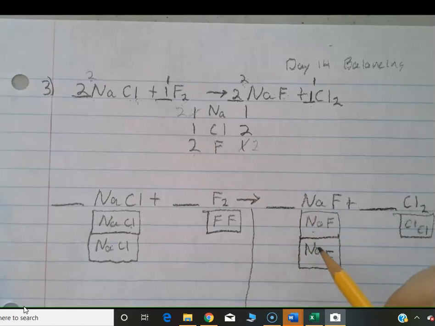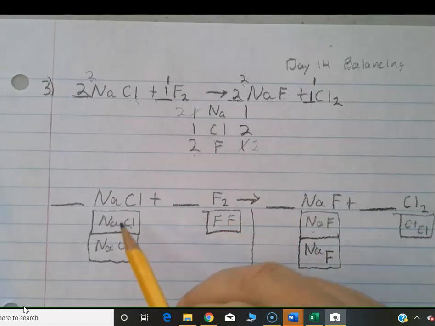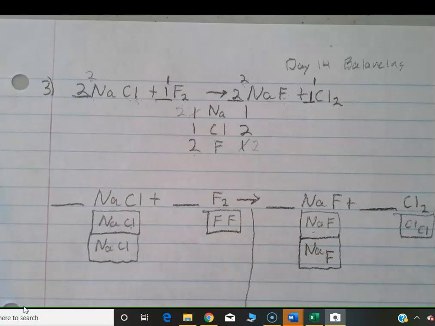Okay, so now I have 2 Nas. I didn't do anything to mess up my chlorine, so they're still good. And fluorine, now I have 2. I got lucky, and usually this happens, by the way. You're not really getting lucky. I have 2 fluorines on this side and 2 on this side, so everybody's in balance.